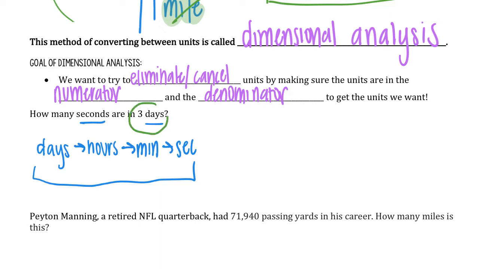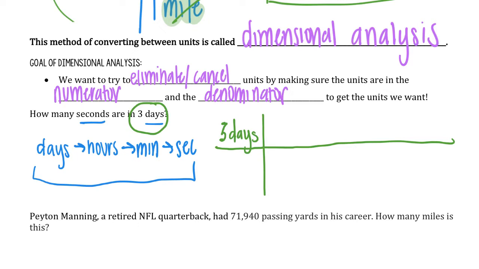You always start in your T-chart with what you're given. We are given 3 days. This one, as you can see, we have to convert a lot of units, so I'm going to make my T-chart nice and long. I want to cancel out days. I want this to be gone. So I'm going to put days in the denominator in my next ratio. We know that 1 day is equal to, next unit we're going to bump to is hours, 1 day is equal to 24 hours.